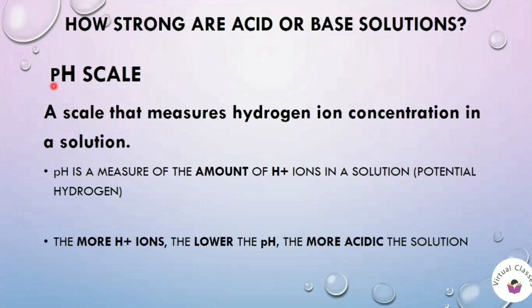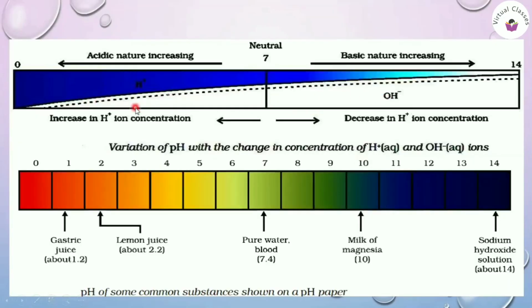The P here stands for potenz in German, which means power, where H stands for hydrogen ions. So it is a scale that measures hydrogen ion concentration in a solution. pH is a measure of the amount of hydrogen ions in a solution, that is, potential of hydrogen. The more the hydrogen ions, the lower the pH, and the more acidic the solution will be. So this is the pH scale.